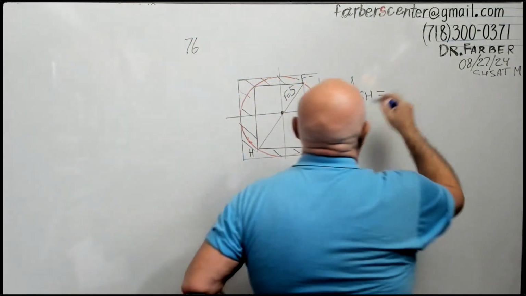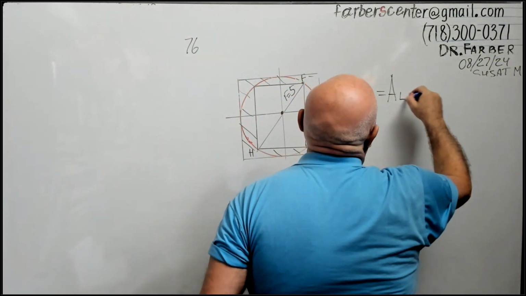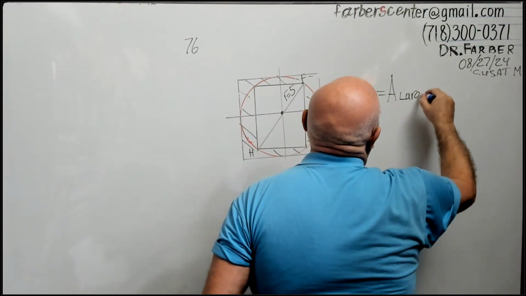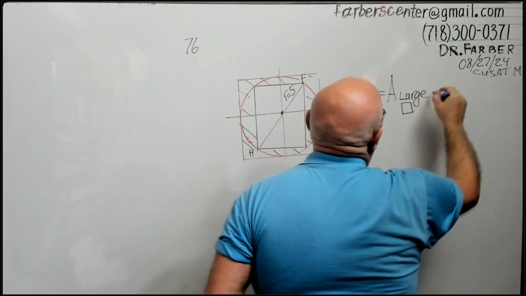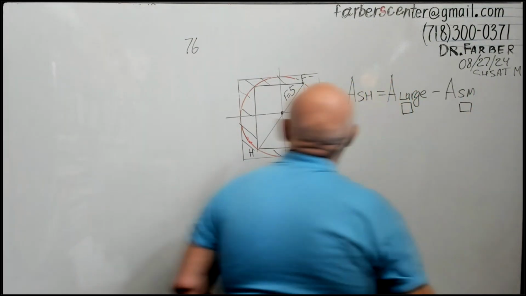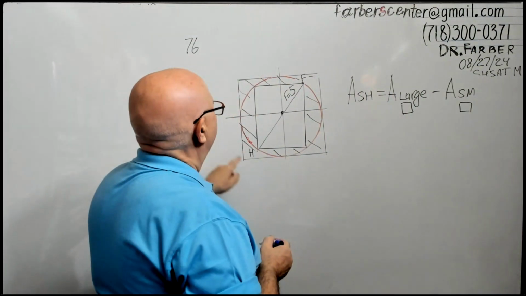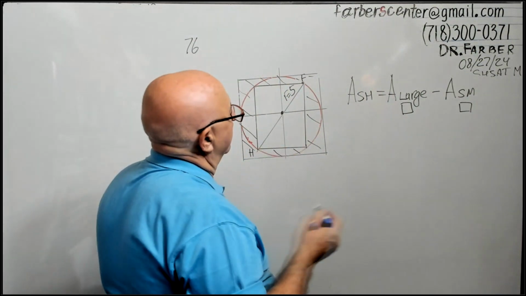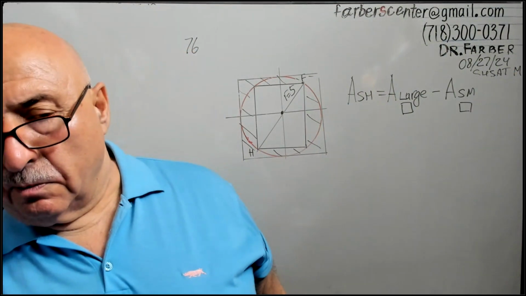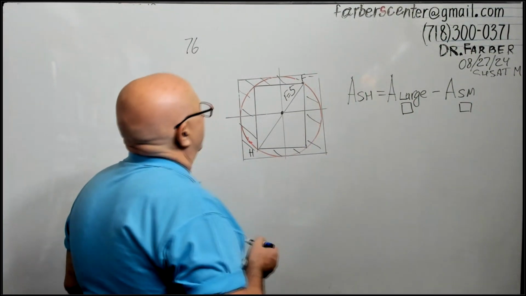Area shaded equal area of large square minus area of small square. From area large, if I cut out small, I get area shaded. This is the thing. Understand this 100%. Now, how to find this? How to find area of square?